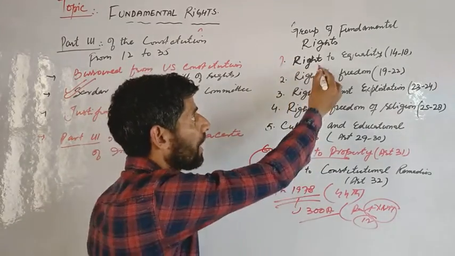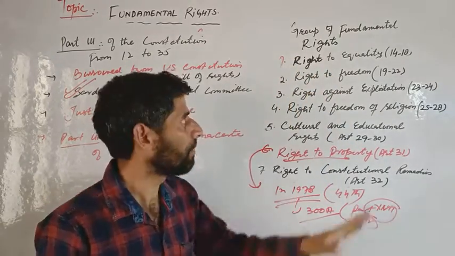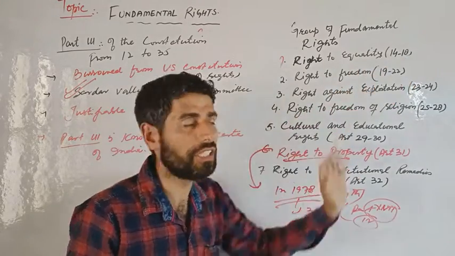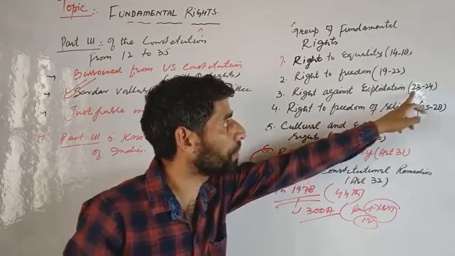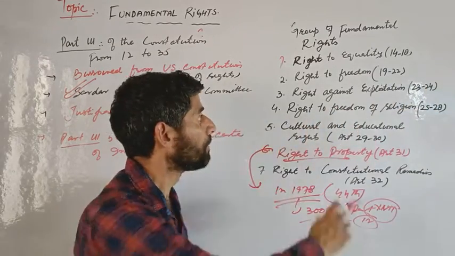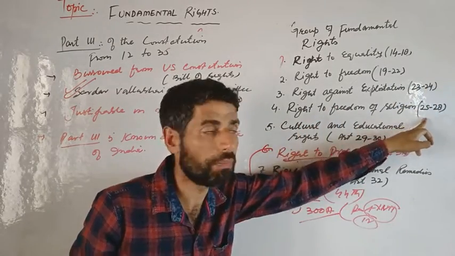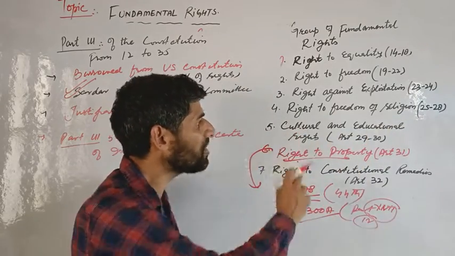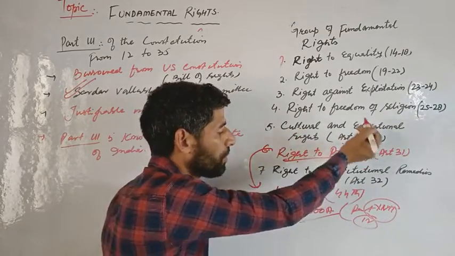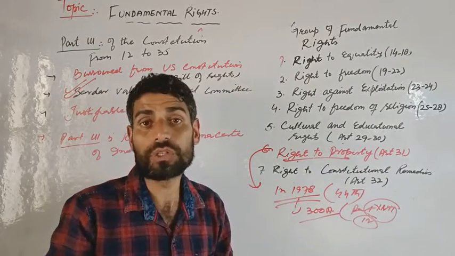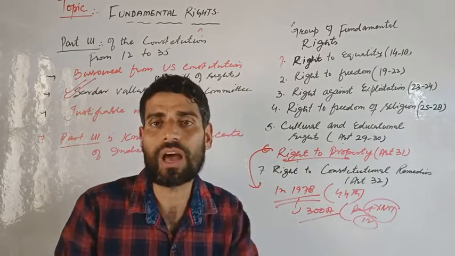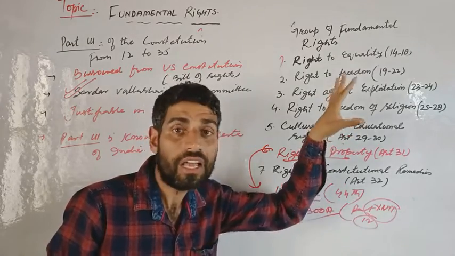First, right to equality from Article 14 to 18, right to freedom from Article 19 to 22, right against exploitation from Article 23 to 24, right to freedom of religion from Article 25 to 28, cultural and educational rights Articles 29 and 30, and right to constitutional remedies Article 32. As we know, this Part 3 is also known as the soul and the very heart of the Indian Constitution.